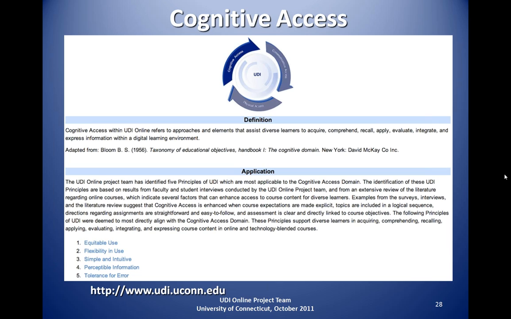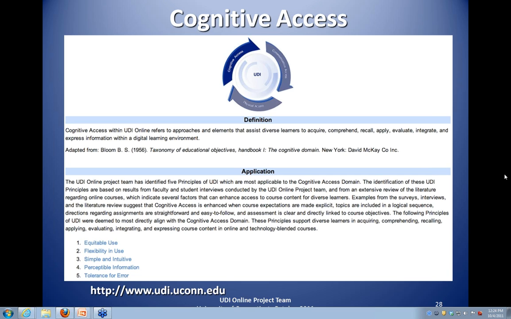Below that you'll see how this could be applied. And this relates directly to the materials that Nick just spoke about and the data from the interviews and the surveys. So for example, within cognitive access, the faculty and students suggested that cognitive access would be enhanced when course expectations are made explicit, topics are included in a logical sequence, directions regarding assignments are straightforward and easy to follow, and assessment is clear and directly linked to course objectives.